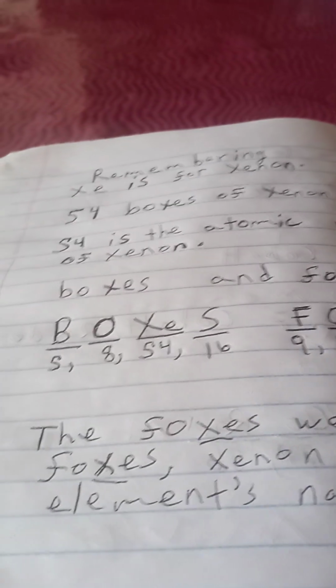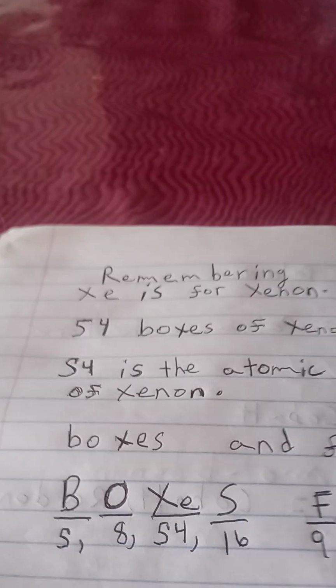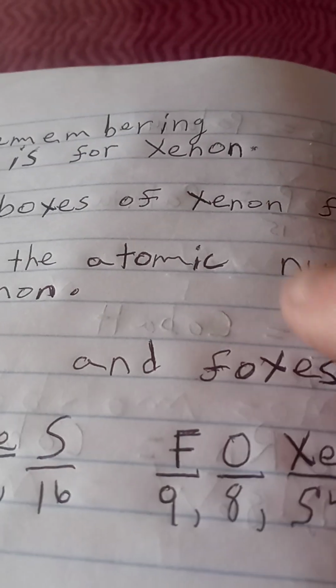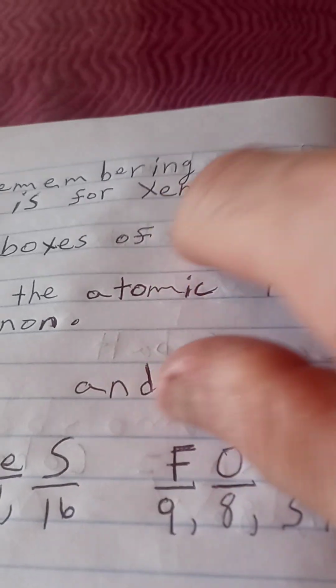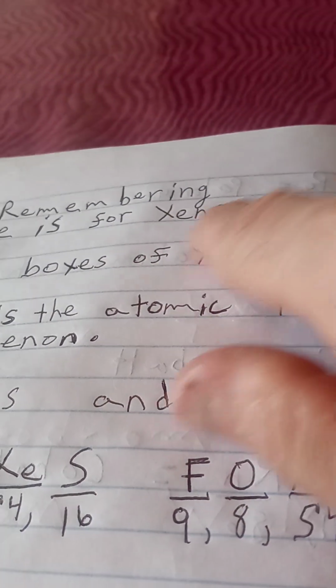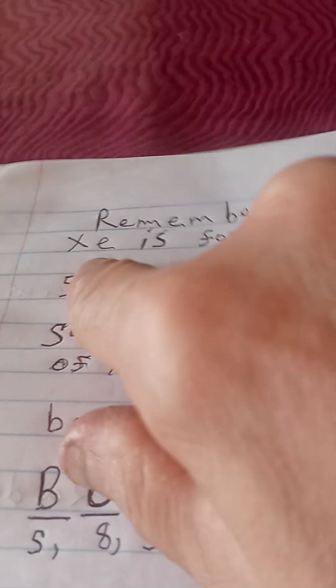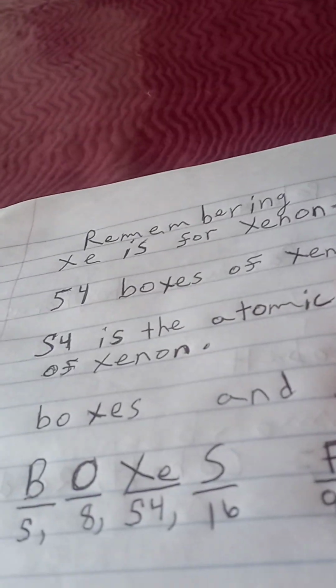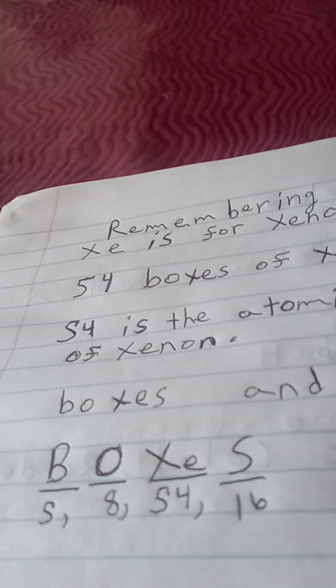Here's a strategy that can be used to remember that capital X and a small e is the chemical symbol for xenon. Capital X, E, N, O, N. Xenon. And let me tell you, capital X and a small e is the chemical symbol for the element xenon. I found a method that will work.